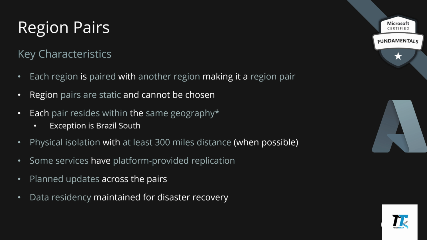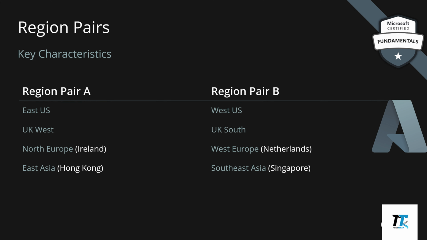Some examples of region pairs are East US paired to West US, UK West to UK South, North Europe located in Ireland is paired to West Europe in Netherlands, East Asia in Hong Kong to Southeast Asia in Singapore. As you see, those are not always within the same country, but they must be close enough to maintain high-speed connectivity, but far enough to ensure that natural disasters will not take them down. Which brings me to the last point.